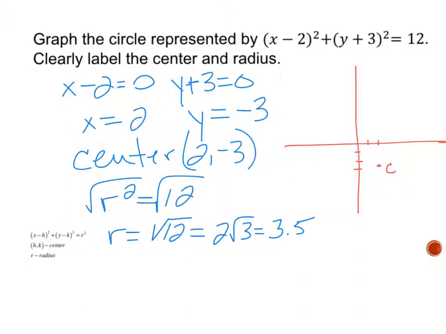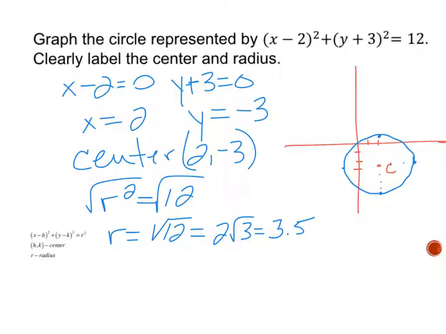The next thing I'm going to do is find the distance from the center to the edge by using the radius. Since it's approximately 3.5, I'm going to go up 3.5 from the center point, which would be approximately here, and 3.5 to the right from the center point, approximately here, 3.5 down from the center point, approximately here, and 3.5 to the left, approximately here. So now I have enough to draw my circle.